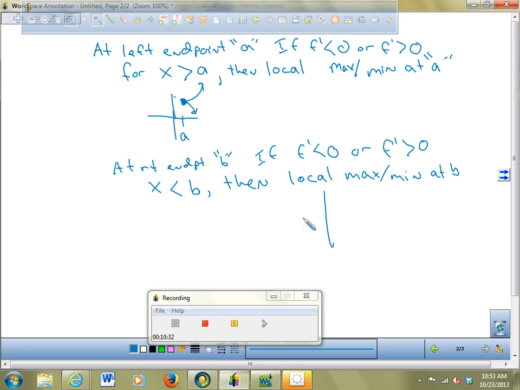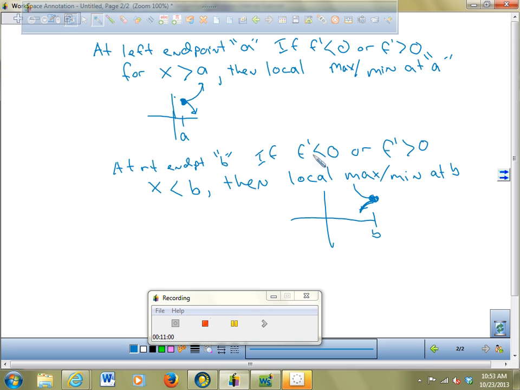So for instance, if I'm over here at point b on my graph, and I go to numbers less than b, if my derivative is positive, meaning it's going uphill, that means I must have a maximum at that point. If I'm going uphill as I approach, that point would have to be a maximum. If I'm coming downhill towards that point, that point would have to be a minimum.